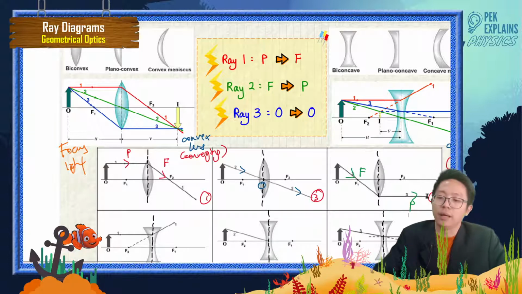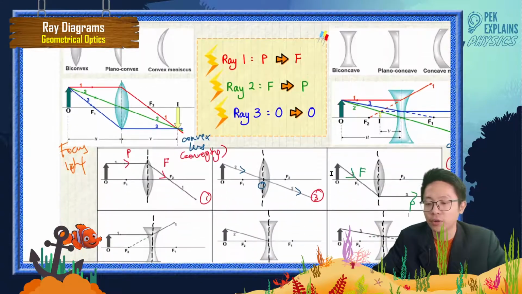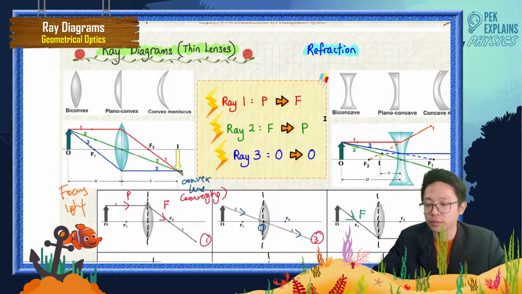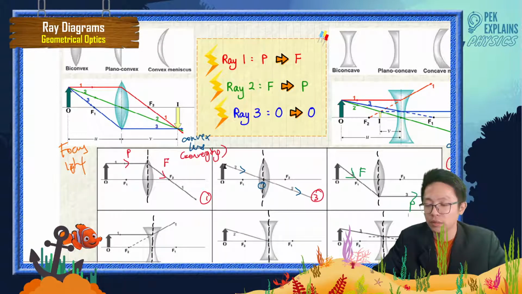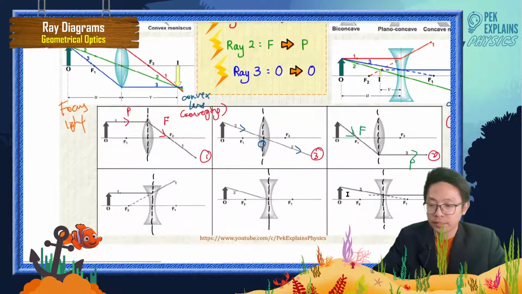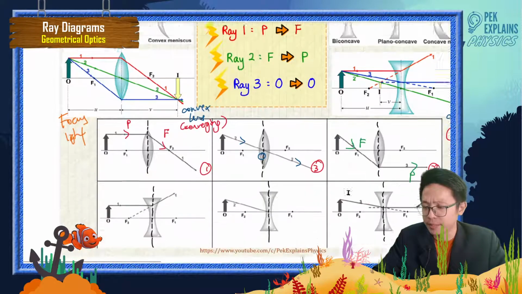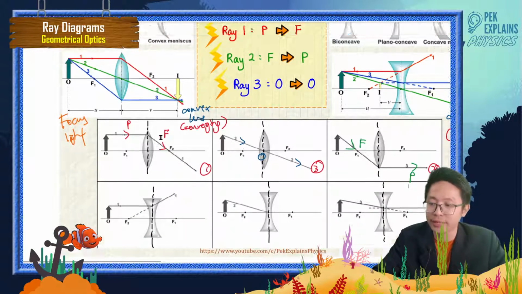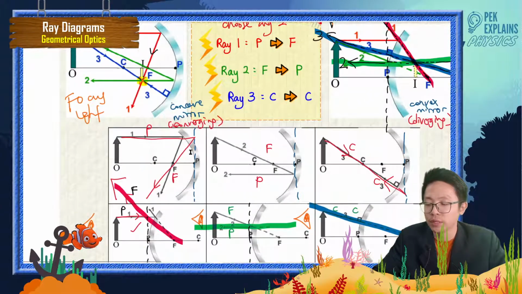Same thing like before. Parallel, focal, focal, parallel, center of curvature, center of curvature. This one also: parallel, focal, focal, parallel, and then optical center. It's just that this one focuses at the focal point on the other side, but the mirror focuses on the focal point at the same side.